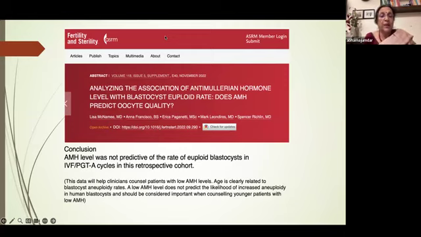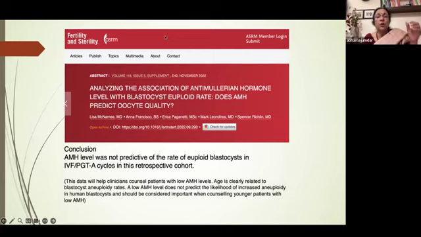And why this is very important: this data will help us clinicians to counsel our patients with low AMH. Age is clearly related to blastocyst and euploidy rate, not AMH levels. So in the first question where AMH is 0.4 but the girl is 31, it will not indicate that the aneuploidy rate is going to be high. A low AMH level does not predict the likelihood of increased aneuploidy in human blastocysts and should be considered important when counseling younger patients with low AMH.